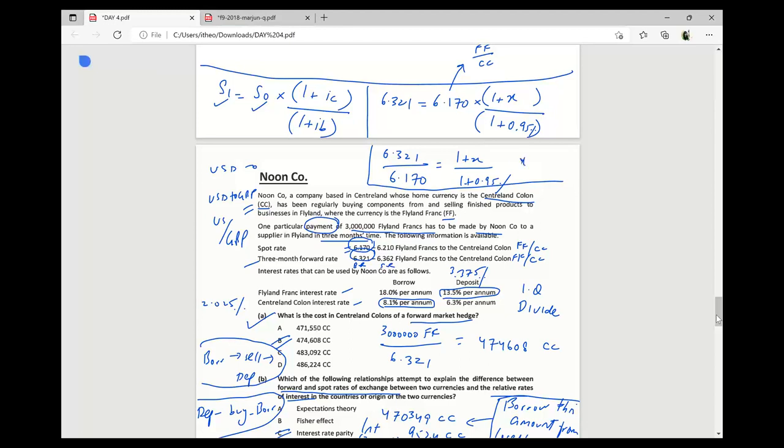X is coming as 3.4%, but this 3.4% is not per annum, it's a 3 month rate. The question is asking for the annual inflation rate. So 3.4% is for 3 months, and for per annum you need to multiply it by 4. It's 13.6%, and the question says round off to the nearest percent, so 14% will be the answer.